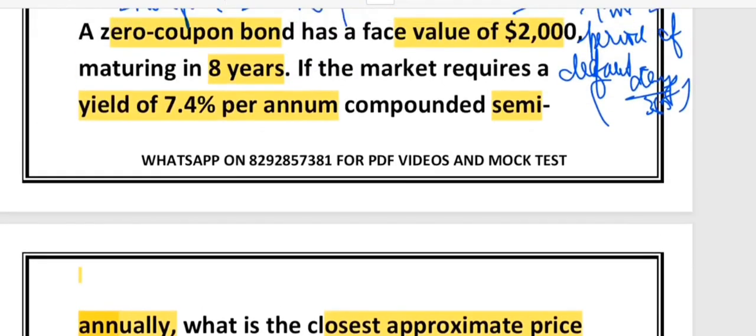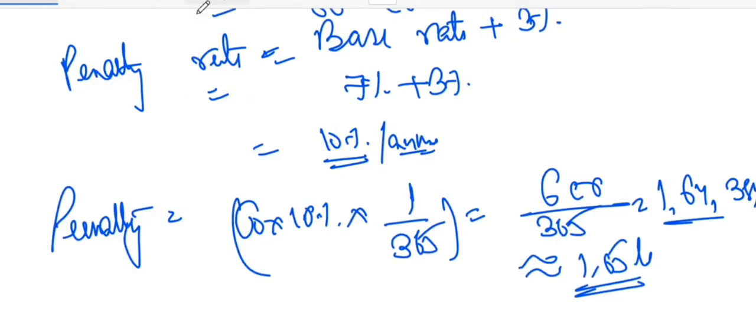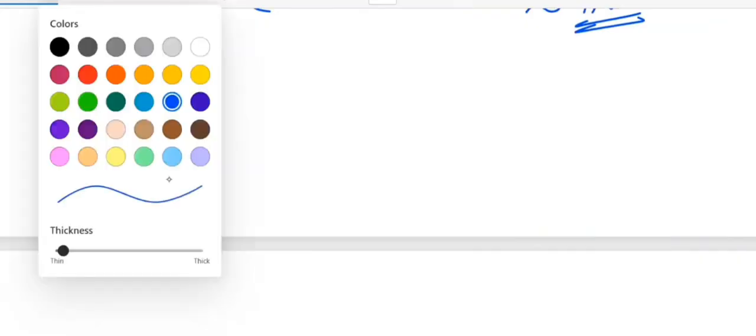So first of all, try to solve it on your own. Let me explain. First of all, do you know the meaning of zero coupon bond? Do you know when I say zero coupon bond, what does it mean? Let me explain. Friends, a zero coupon bond means it will pay nothing till maturity and then pay the face value of $2000.